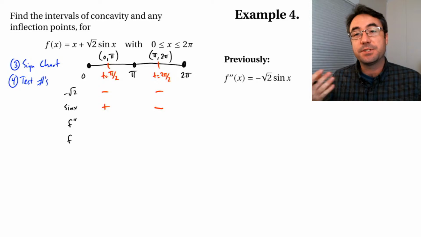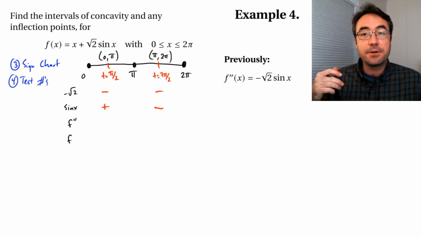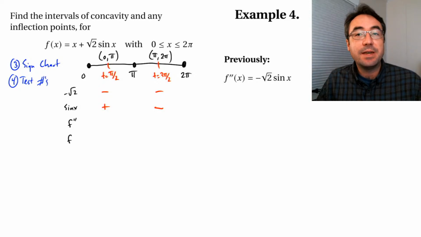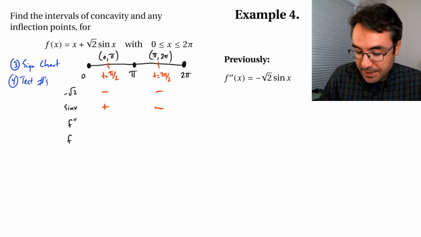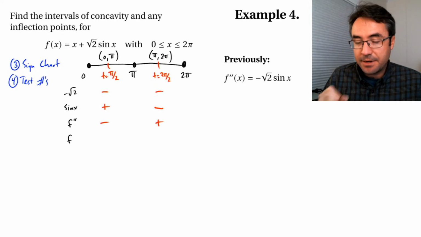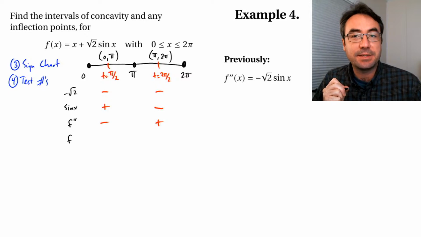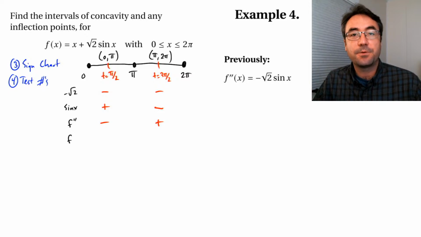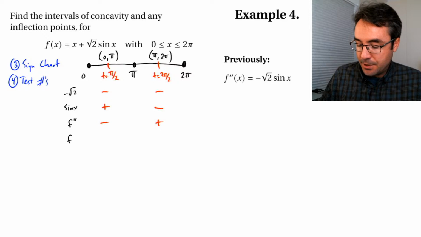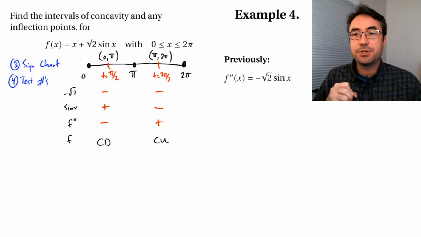And so our second derivative then is the product of those two. So when we have a negative times a positive, we get negative. And then when we have a negative times a negative, we get positive. And so for the actual shape of our graph then, we conclude that on this first interval, our graph is concave down, and then we switch to concave up.